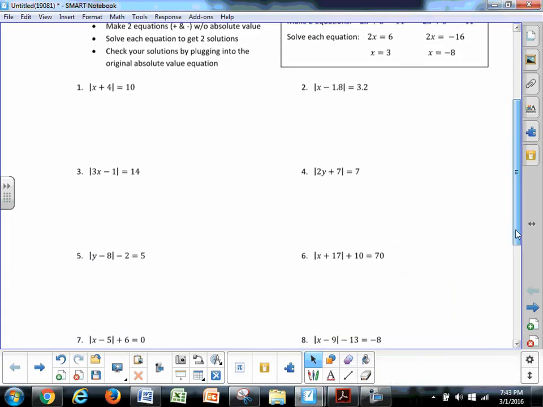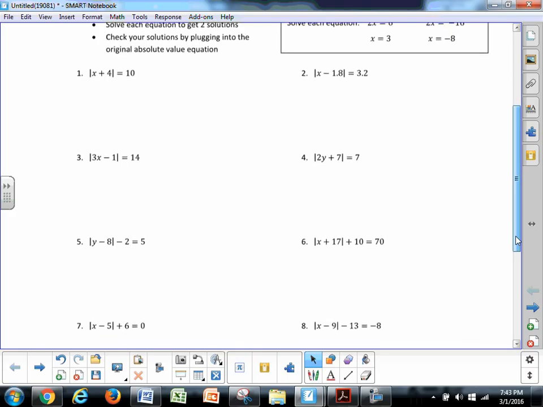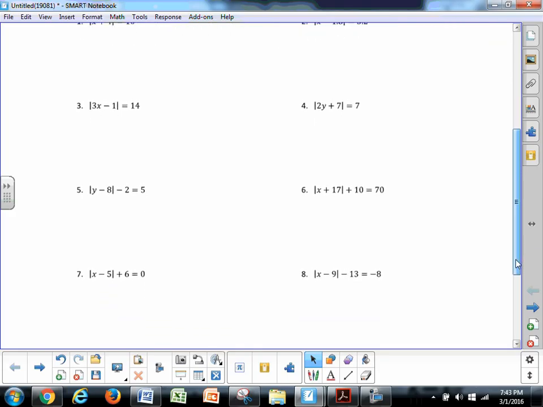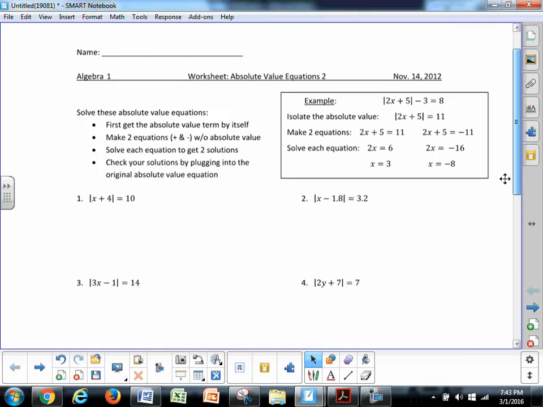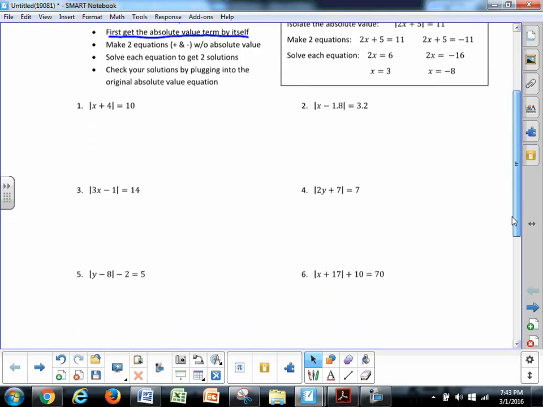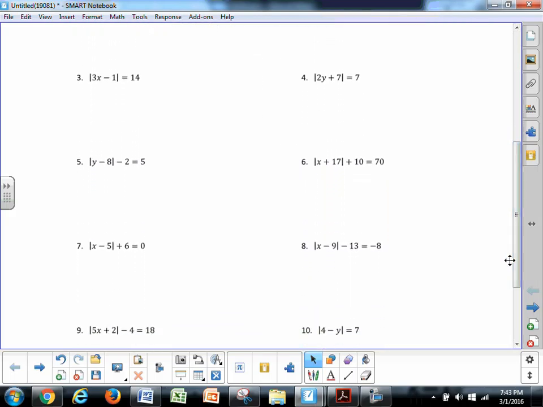Okay, I hope you are successful finding the answers to those problems. On number 5 now, we have to do the first step here. It says, first get the absolute value term by itself. In problem number 5, you'll notice a minus 2 right here, outside the absolute value before the equal sign. That's the part we have to get rid of. We need to isolate the absolute value before we start thinking about what the solutions are. So adding 2 to both sides gives us the absolute value of y minus 8 equals 7.